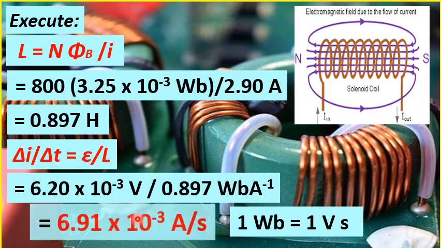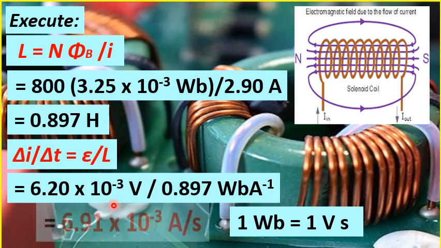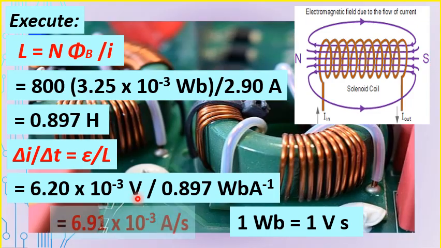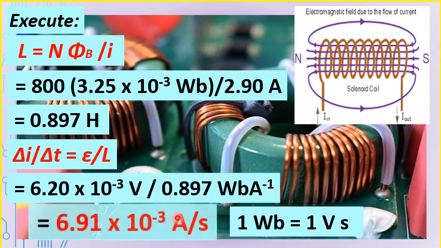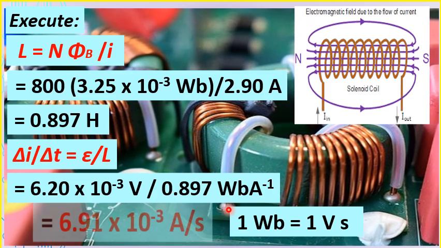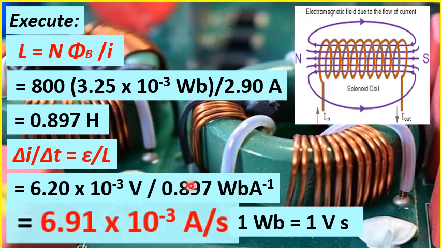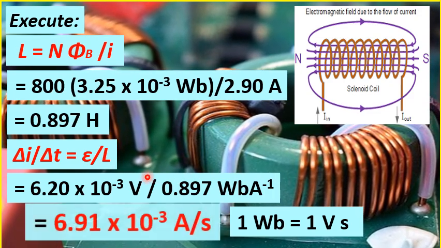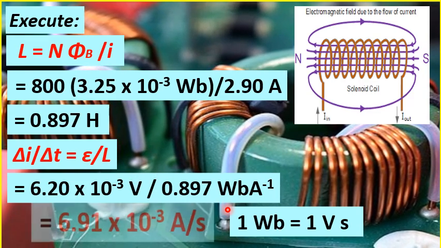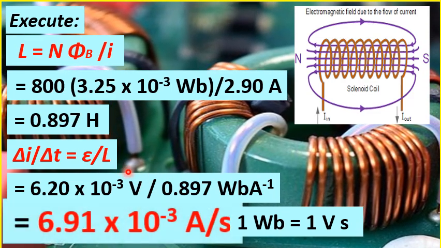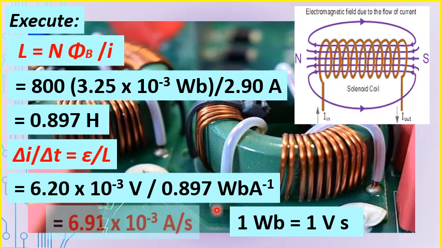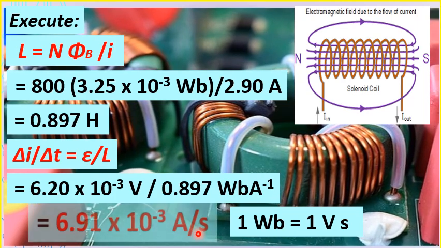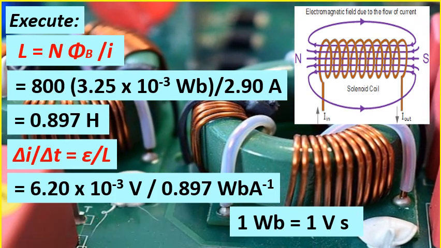Note how we were able to come up with the unit of the rate of change in the current as ampere per second, because Weber can also be expressed as 1 volt second. So if you substitute, instead of Weber, we have 1 volt, or 0.897 volt second. Eventually, the unit volt cancels out, and we are left with ampere per second as the final unit of our answer.